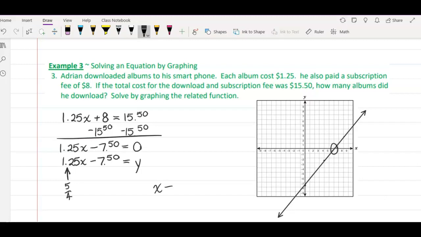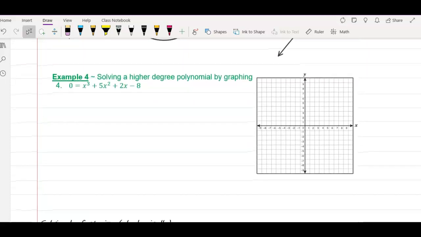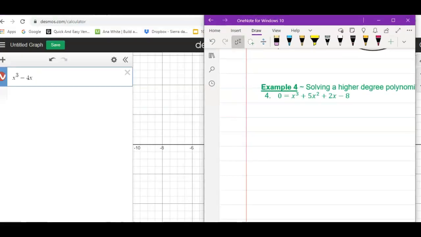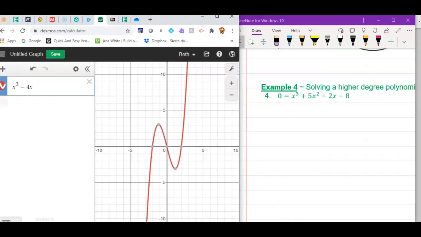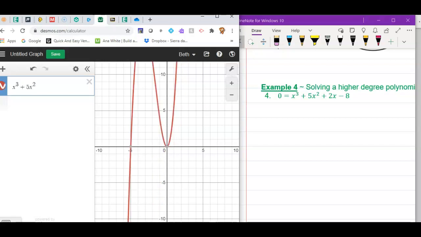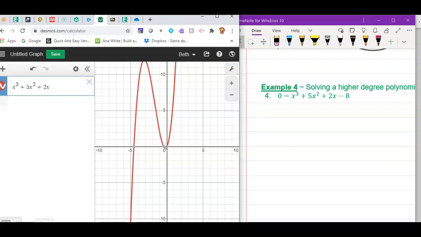So x equals 6. Now again, you might be saying, well, wouldn't this be easier to just solve algebraically? And it might be. But then we get to problems like this. These are much more complicated to solve algebraically, which we are going to learn in this series of Step 16 videos. But solving this one graphically is appreciably easier. So I'm going to go into Desmos, split my screen, and we're going to type this in, plus 5x squared plus 2x minus 8.